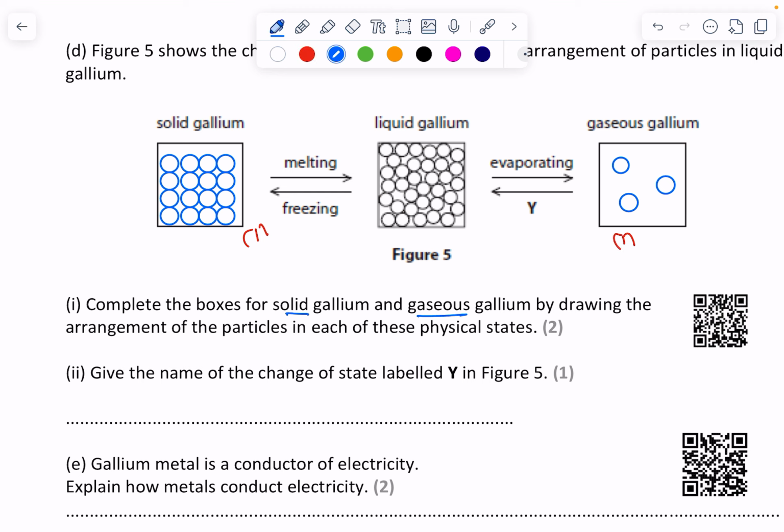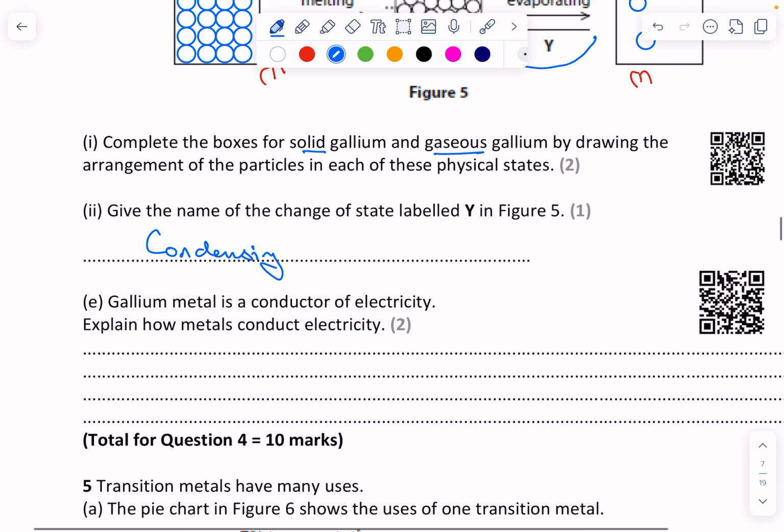Give the name for the change in state labeled Y. So Y is going from a gas to a liquid. And when we go from a gas to a liquid, we're cooling it down, and that process is called condensing.